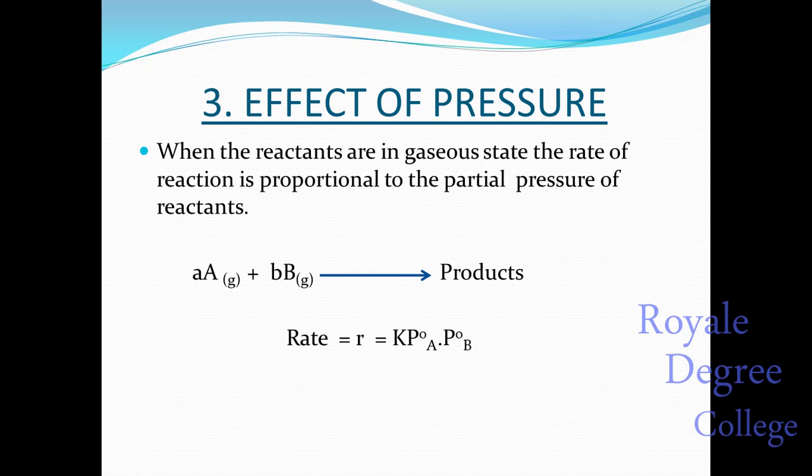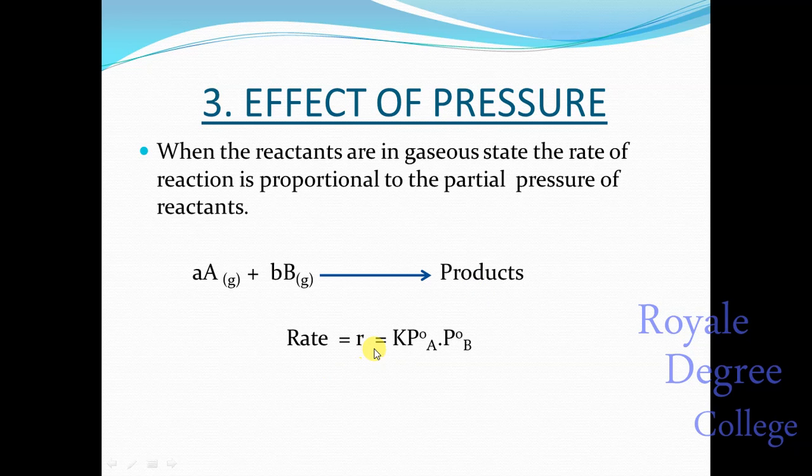Now the third factor which is affecting the rate of a reaction is effect of pressure. When the reactants are in gaseous state, the rate of reaction is proportional to the partial pressure of reactants. So you can see here the reaction. Small a is the number of moles of capital A which is in the form of gas reacting with small b, the number of moles of capital B which is in the form of gas, and as a result of that we are getting the products.